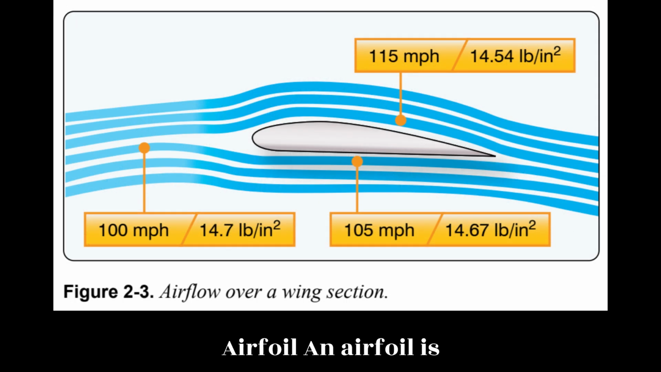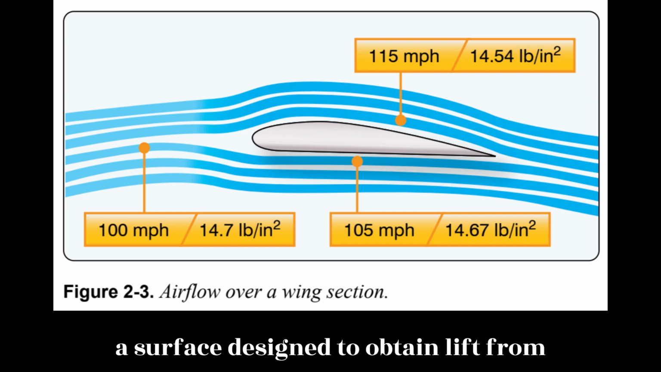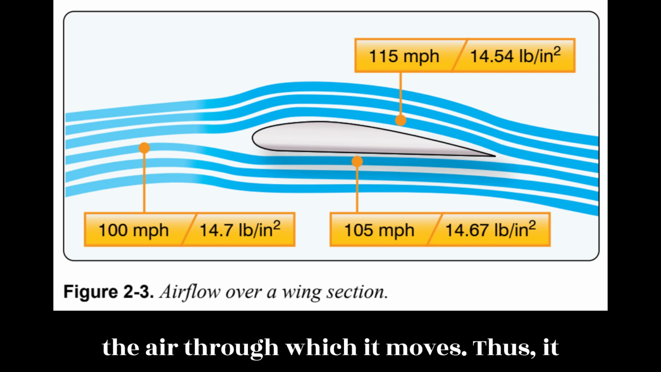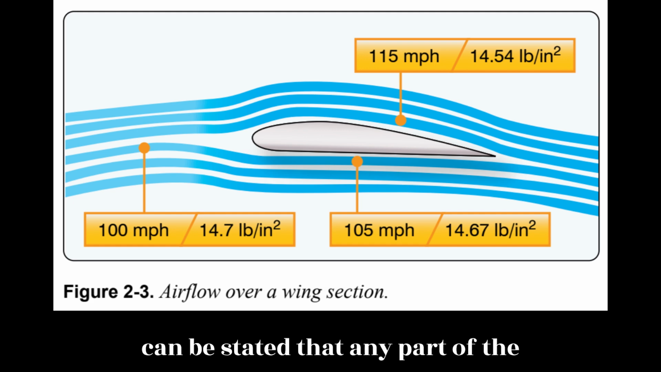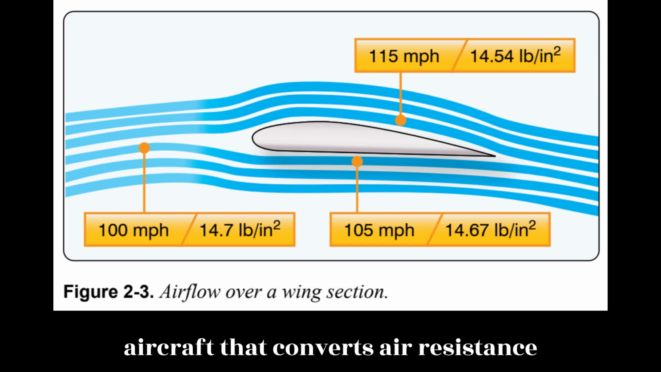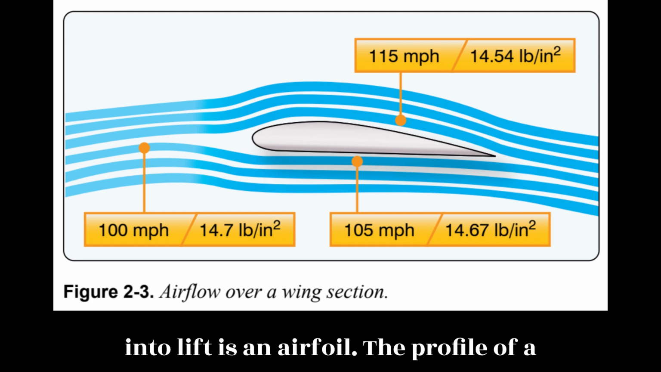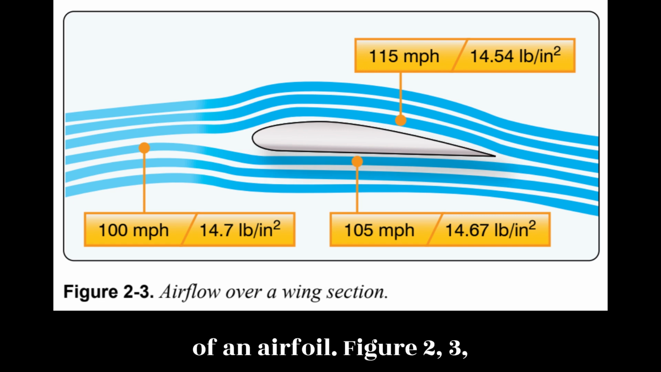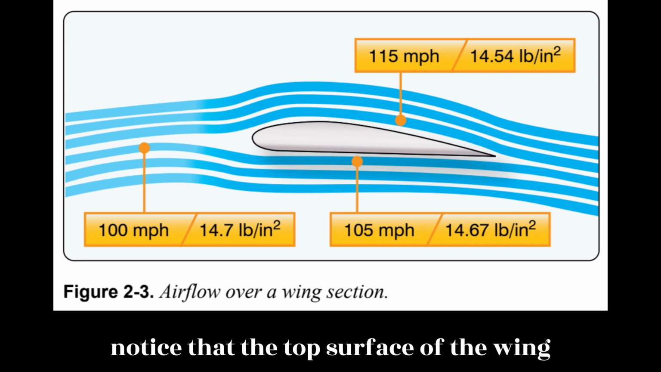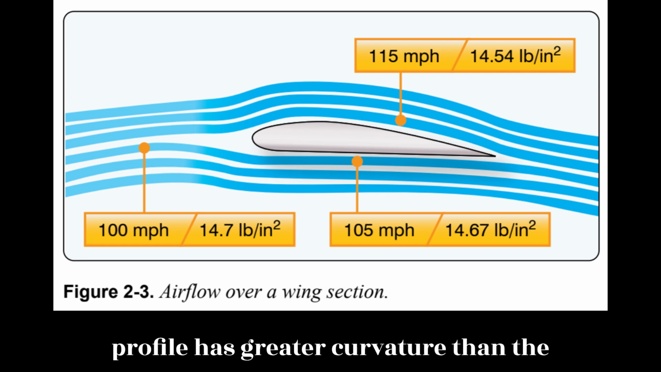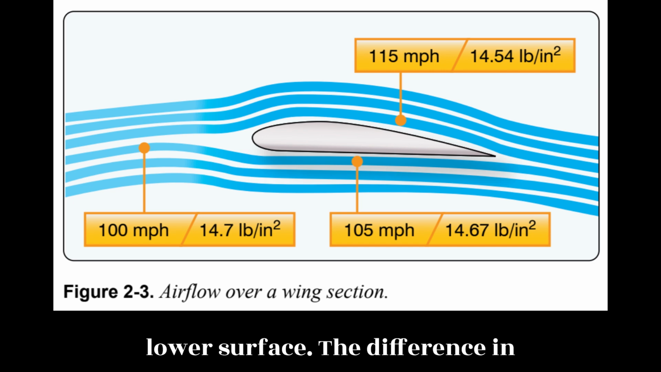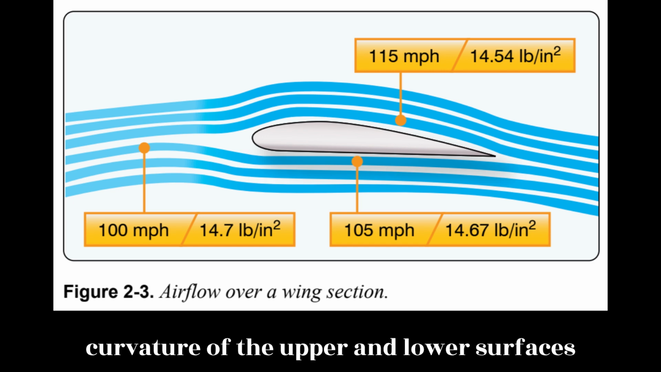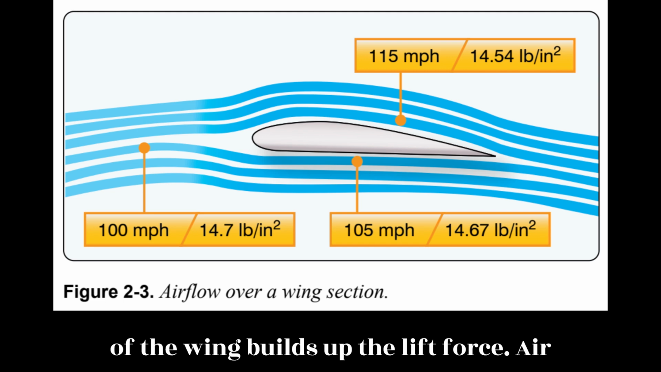Airfoil. An airfoil is a surface designed to obtain lift from the air through which it moves. Thus, it can be stated that any part of the aircraft that converts air resistance into lift is an airfoil. The profile of a conventional wing is an excellent example of an airfoil. Figure 2.3: notice that the top surface of the wing profile has greater curvature than the lower surface. The difference in curvature of the upper and lower surfaces of the wing builds up the lift force.